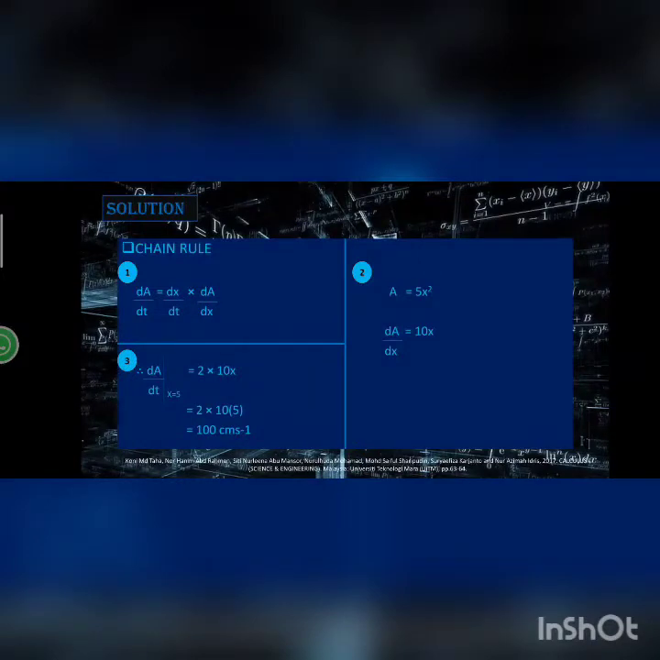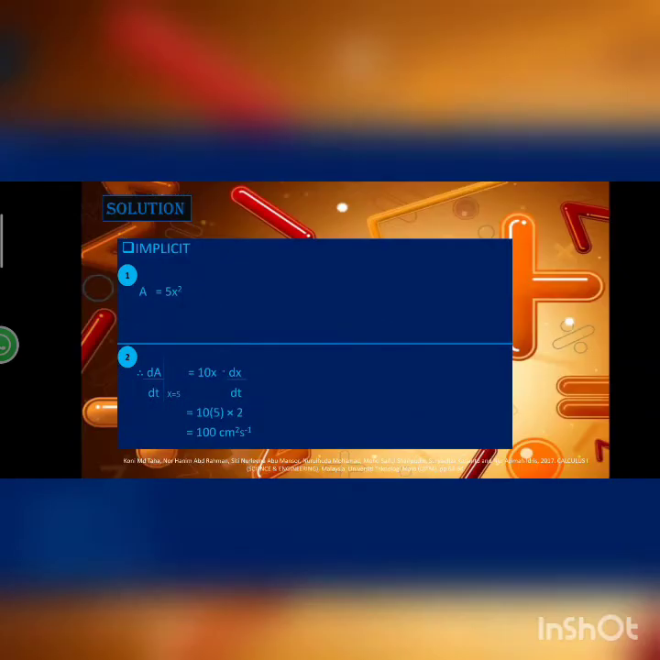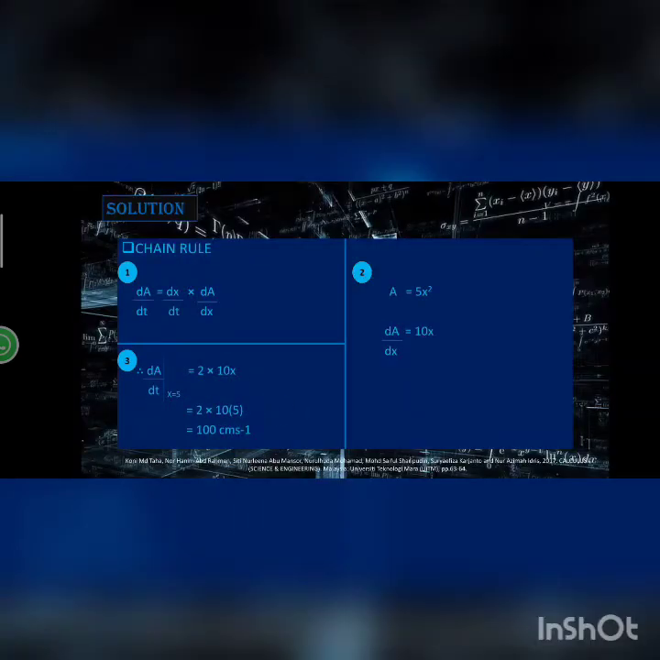Next, I will show you how to solve this problem. There are two methods that we could use in solving this question. The first method is chain rule. The second method is implicit. So now I will show you how to use chain rule to solve the question.